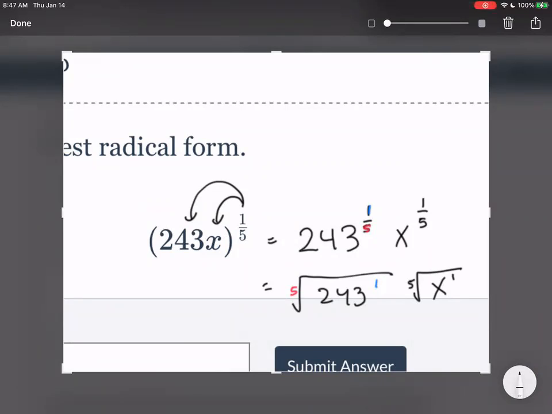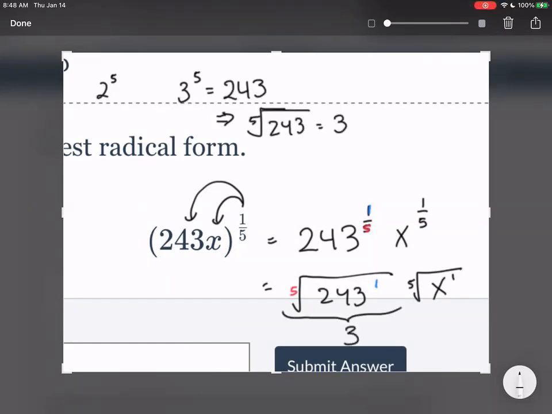So you can think to yourself, 2 to the power of 5, what is that? Or is it 3 to the power of 5? I don't know why 243 is a number that's come up so many times in our examples, but 3 to the power of 5 is indeed 243. So then, therefore, the 5th root of 243 is 3. So I'm going to rewrite this as 3, because the 5th root of 243 is 3. And we know that because 3 to the power of 5 is 243.